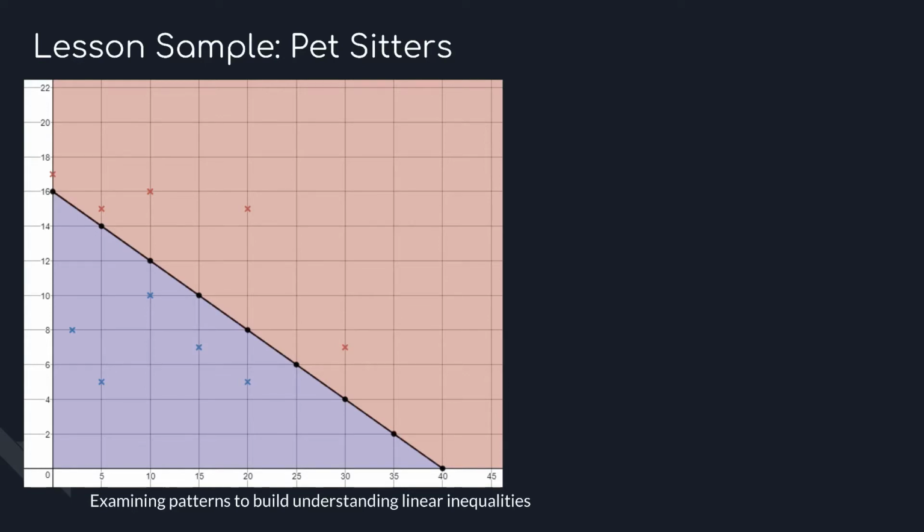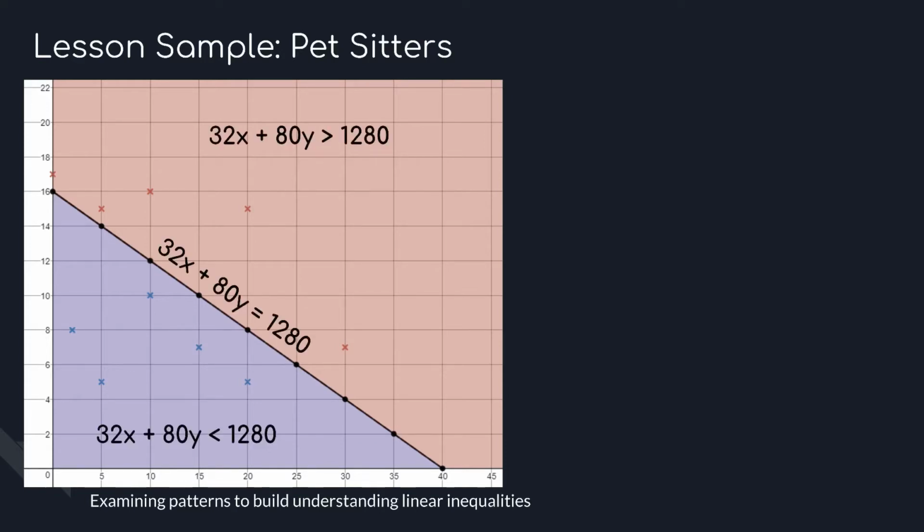From here, I can ask students to make observations based on the equations and the inequalities. When we were greater than the $1,280, those were the points that were above the line. When we were less than the 1,280, those were the points below the line. And when we exactly met 1,280, we were on that line.